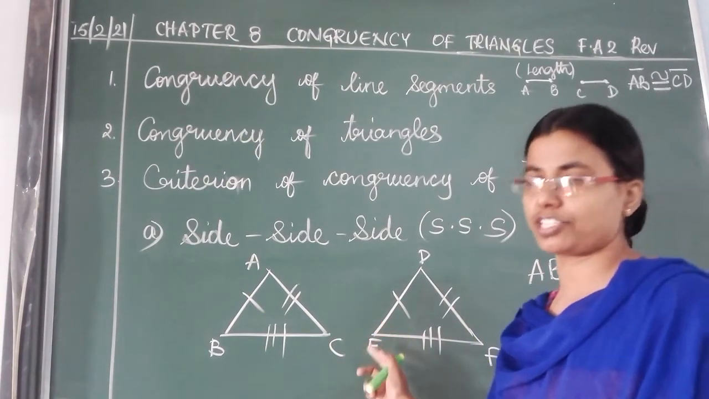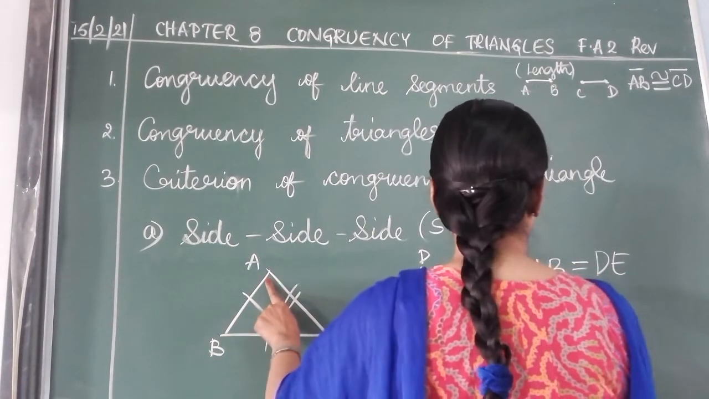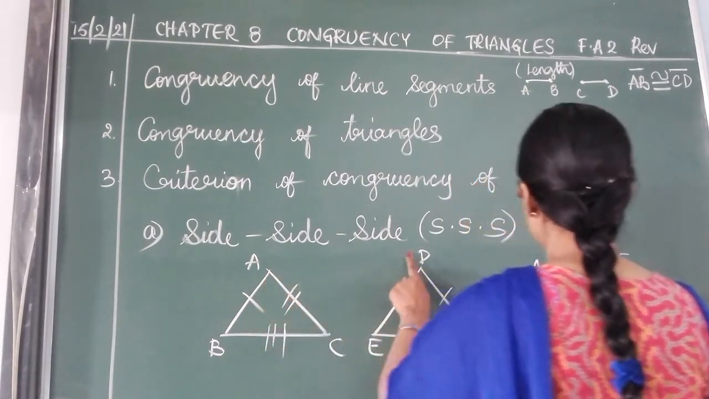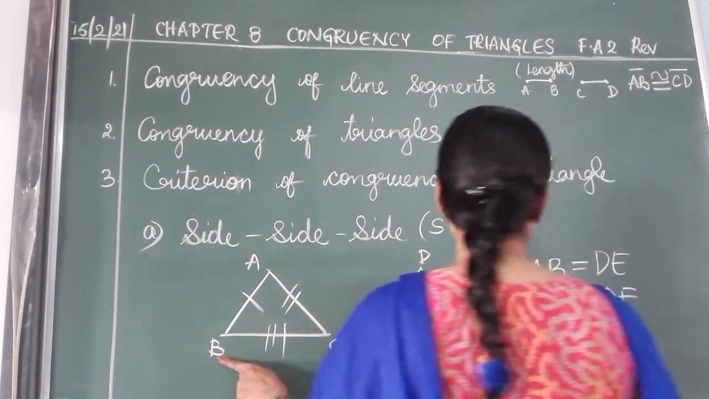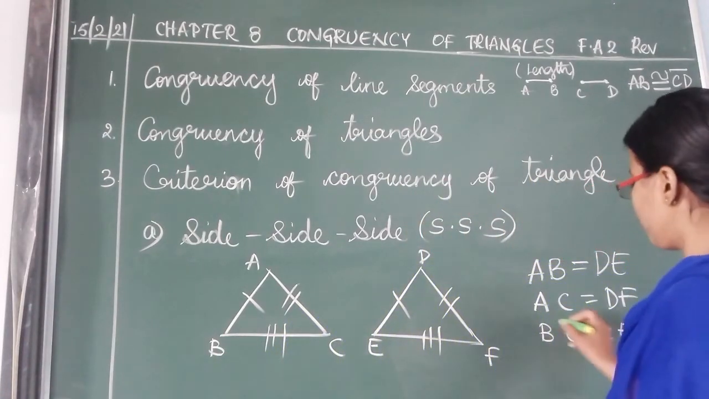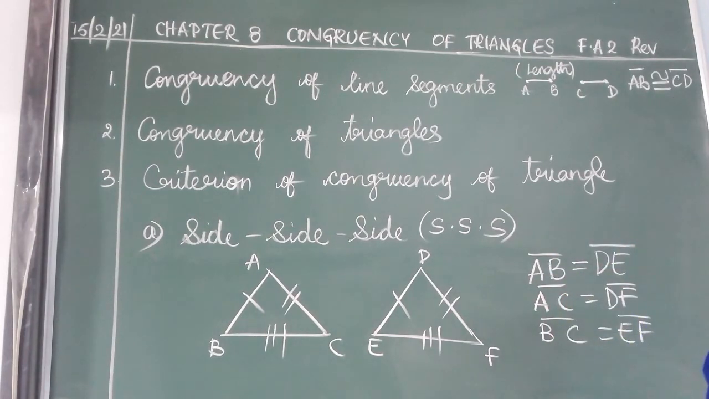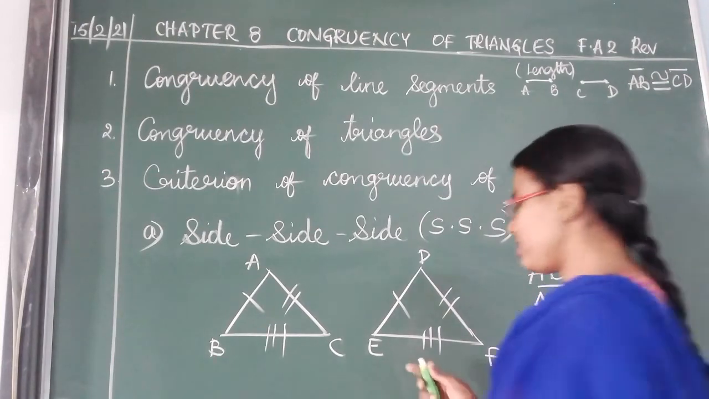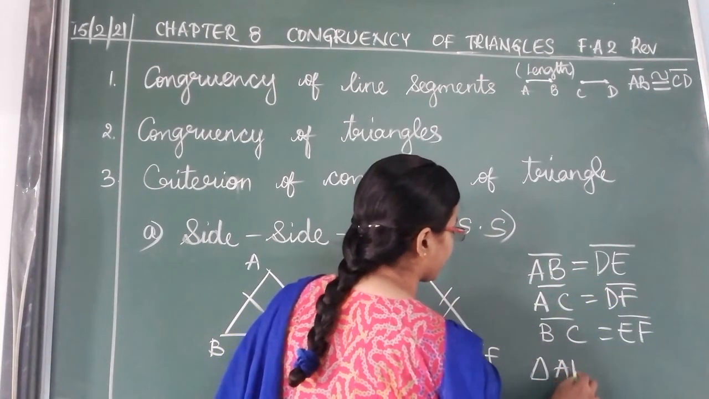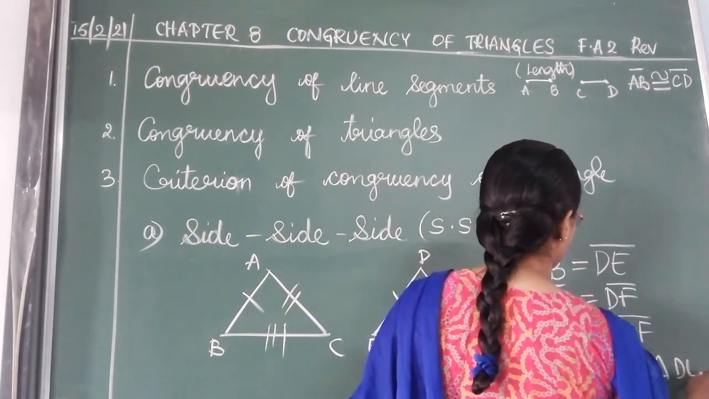So now let's write the corresponding sides. AB is equal to DE and then AC is equal to DF, BC is equal to EF. All these are line segments, so we are going to write a symbol of line segments. So as all the three sides of one triangle are equal to the corresponding sides of the other triangle, you can say that triangle ABC is congruent to triangle DEF.